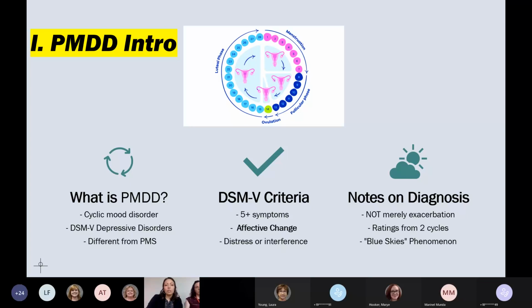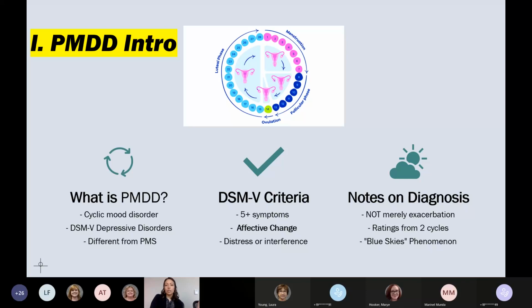So it's currently listed in the DSM-5 under the depressive disorders section. And I just wanted to note that it is different from premenstrual syndrome. The two terms, PMDD and PMS, are used interchangeably at times, especially in popular culture, but they have different etiology, and PMDD is a distinct clinical entity with different treatment as well. It's the only form of premenstrual disorder that's in the DSM-5. So just something to consider when we are talking about PMDD, that we're talking about something distinct from premenstrual syndrome.